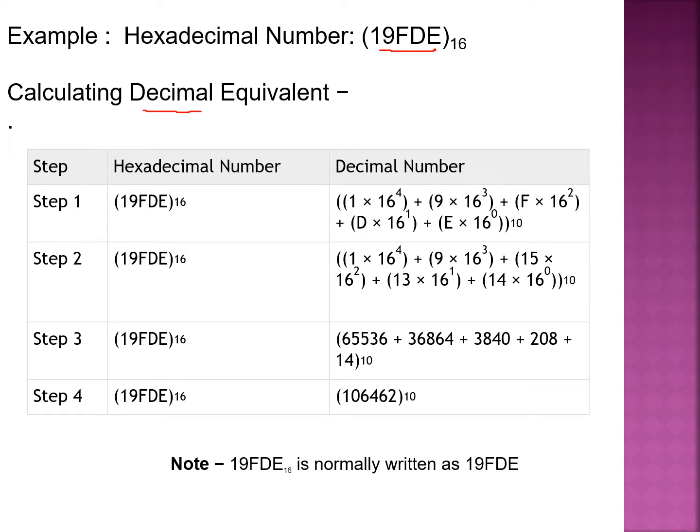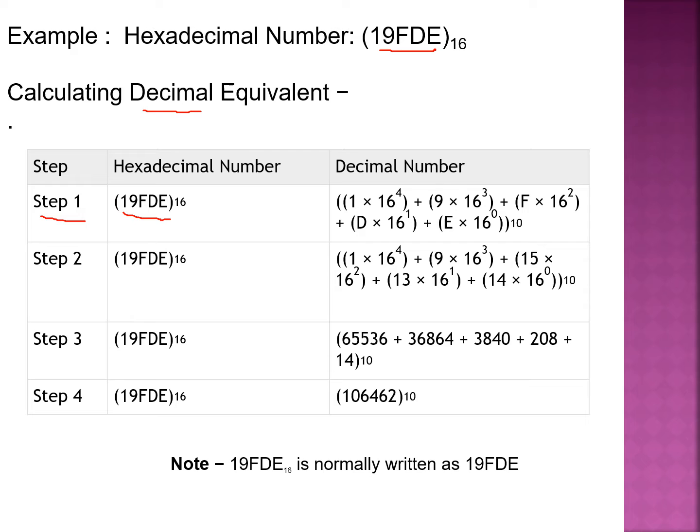For that, in the first step, we will take the number and multiply each bit of this number by its equivalent weight. As we know, E is equivalent to 14, so E is first multiplied by 16 raised to power 0. This is the weight of this bit. Similarly, D has the weight of 16 raised to power 1, and F has the weight of 16 raised to power 2. In the same way, we multiply each bit by its corresponding weight.